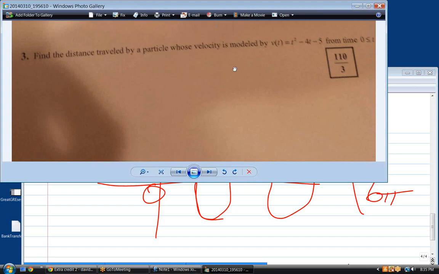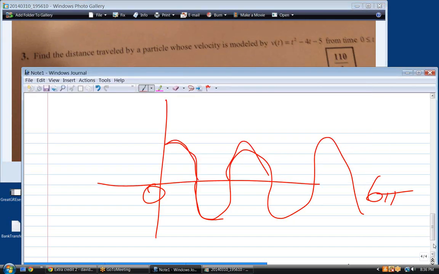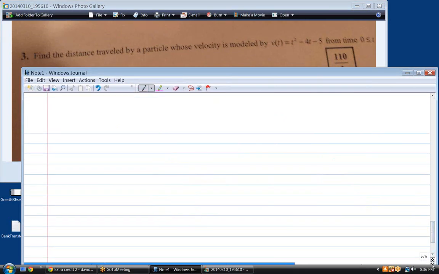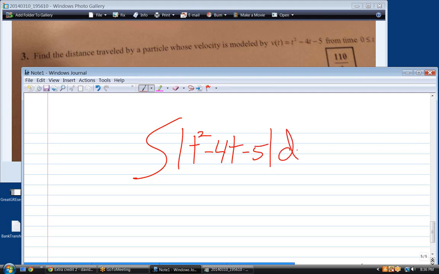The distance traveled, not the displacement, on the next question. So, one way, if you could use a calculator, would be this. And the nth function does allow for absolute value. From where to when? I don't see that last number. From 0 to what? 6. That would give you the answer right there.